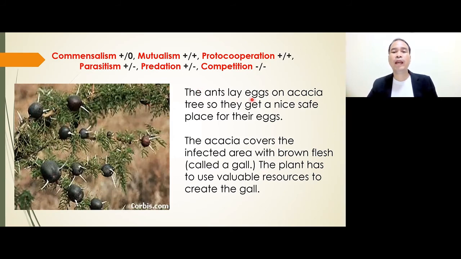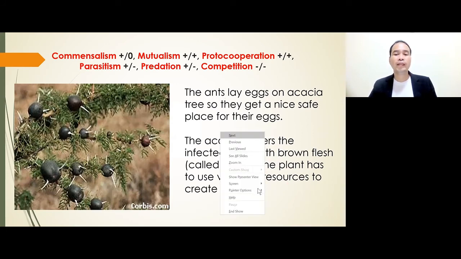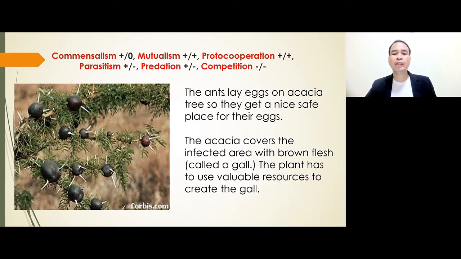The ants lay eggs on an acacia tree, so they get a nice safe place for their eggs. The acacia covers the infected area with brown flesh called a gall, and the plant has to use valuable resources to create the gall. If we analyze the situation, the ants lay eggs on the acacia tree, meaning the ants here are happy. However, the acacia covers the infected area with brown flesh and has to use valuable resources to create the gall. So the acacia here feels bad, so it's negative.